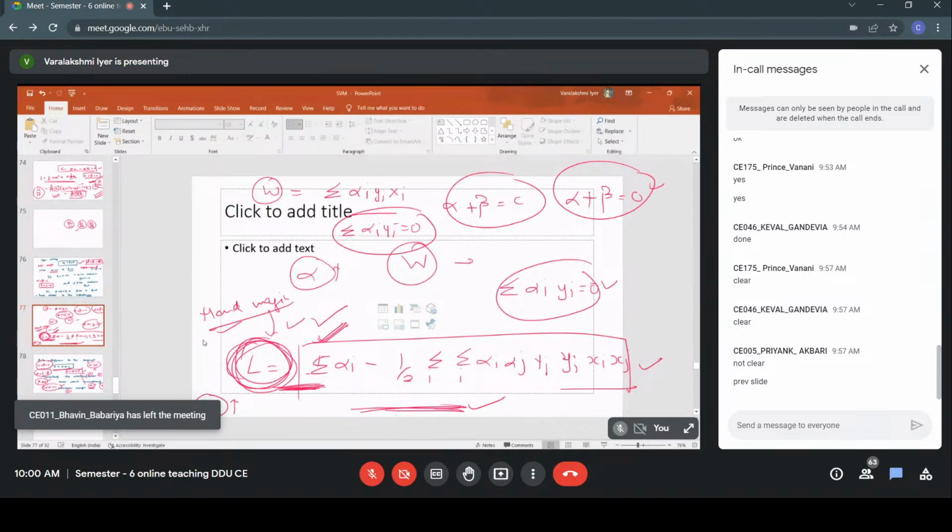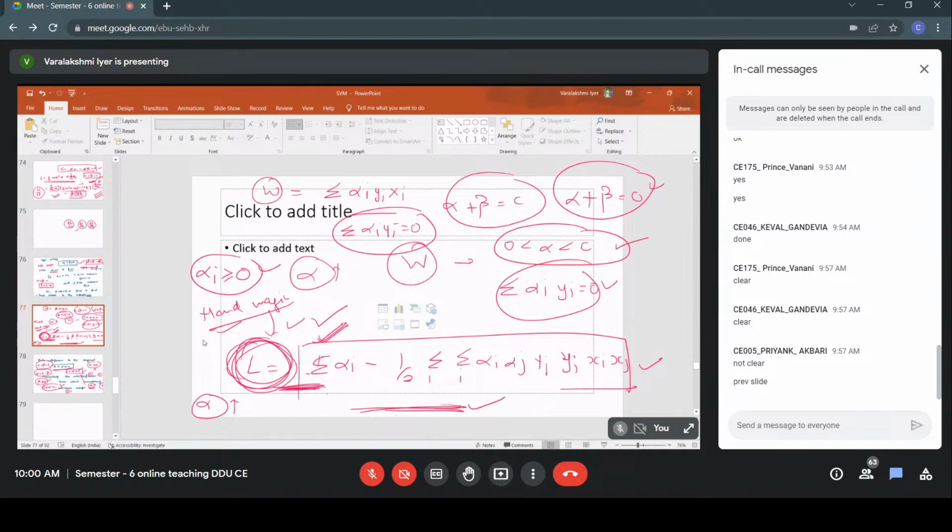You have to find new values of alpha to satisfy this equation, but with one additional constraint, that is 0 less than alpha less than C. That is, the upper bound of alpha must be C. In the case of hard margin there was no upper bound of alpha. Alpha was supposed to be greater than or equal to 0. But in this case, the upper bound is C. That is the only difference between hard margin and soft margin. And another constraint is that the other Lagrange multiplier, beta, must be greater than or equal to 0.